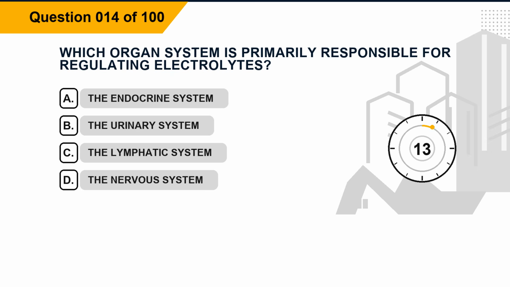Question 14. Which organ system is primarily responsible for regulating electrolytes? Option A, the endocrine system. Option B, the urinary system. Option C, the lymphatic system. Option D, the nervous system.